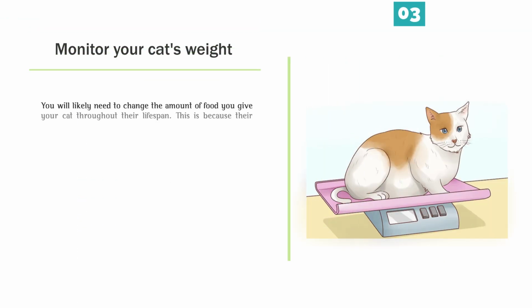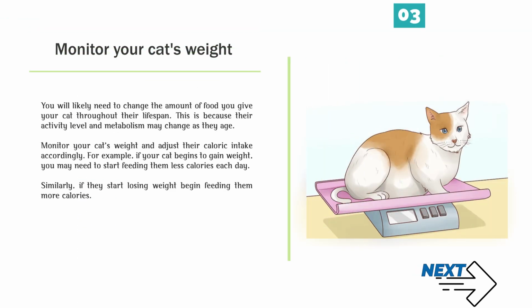Number 3. Monitor your cat's weight. You will likely need to change the amount of food you give your cat throughout their lifespan. This is because their activity level and metabolism may change as they age. Monitor your cat's weight and adjust their caloric intake accordingly. For example, if your cat begins to gain weight, you may need to start feeding them less calories each day. Similarly, if they start losing weight, begin feeding them more calories.